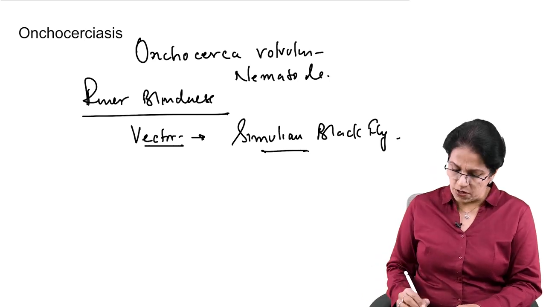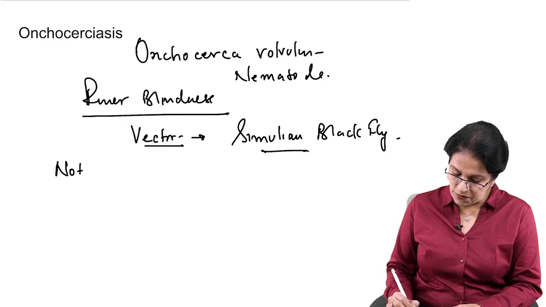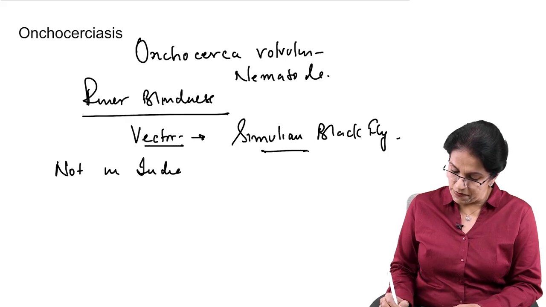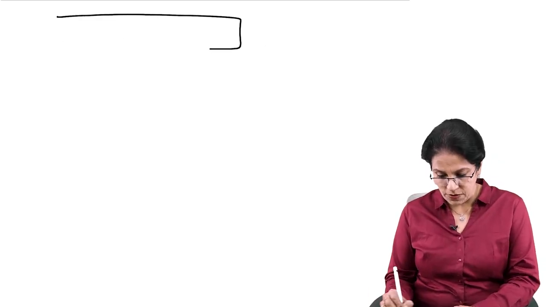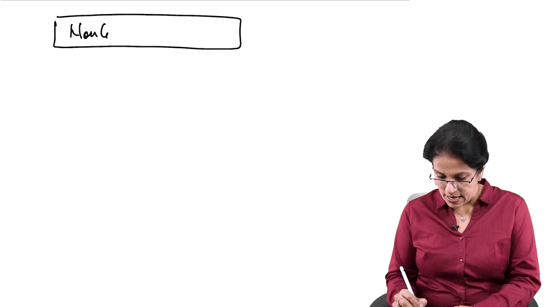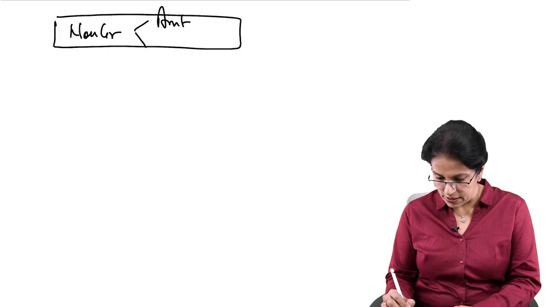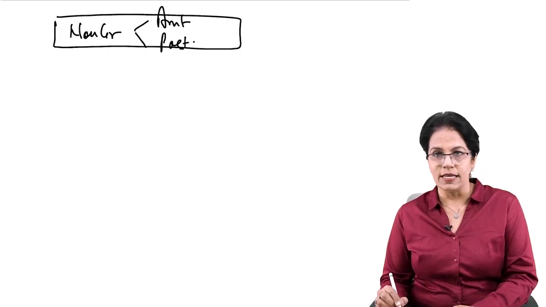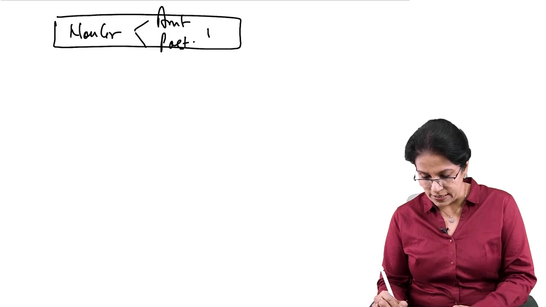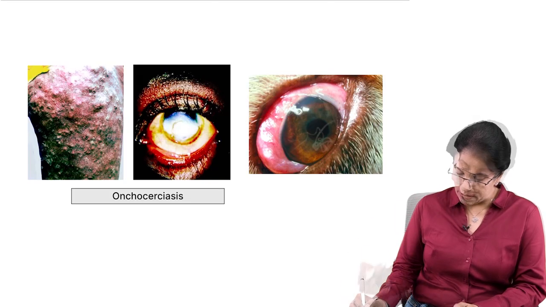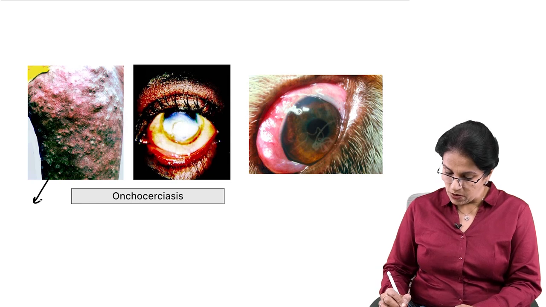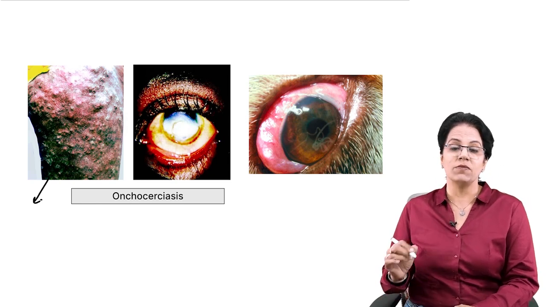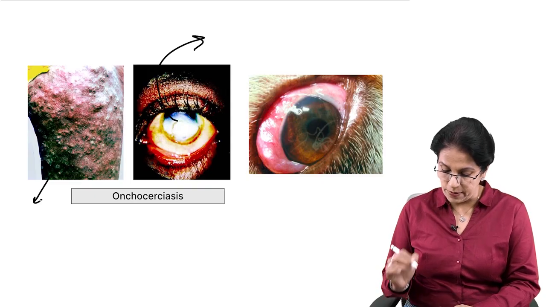And of course, you all know that this is not a disease of India. Mainly it is a disease of Africa. What does it cause in the eye? It causes non-granulomatous, either anterior or posterior uveitis. Now, have a look. This is onchocerciasis. These are the skin lesions. This is the corneal involvement, and the main cause of blindness in this disease is this corneal involvement. What is this called?